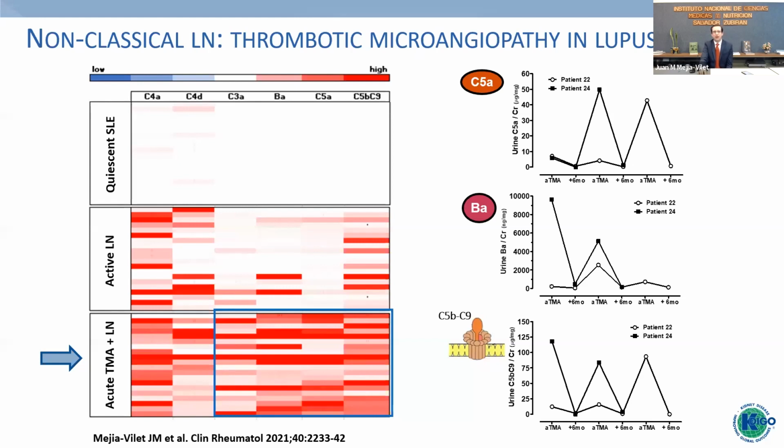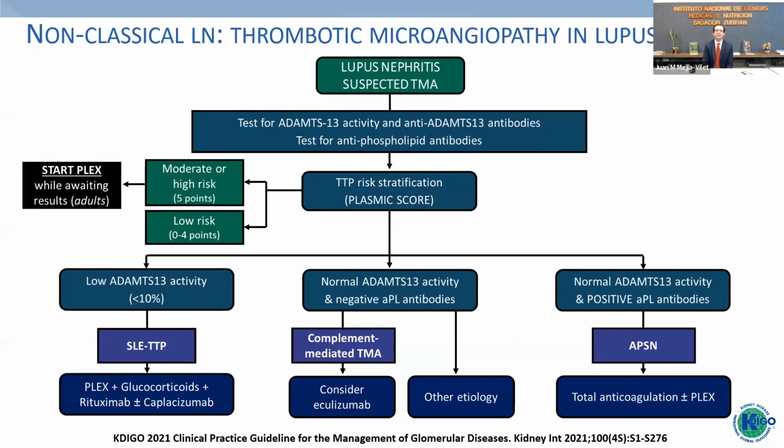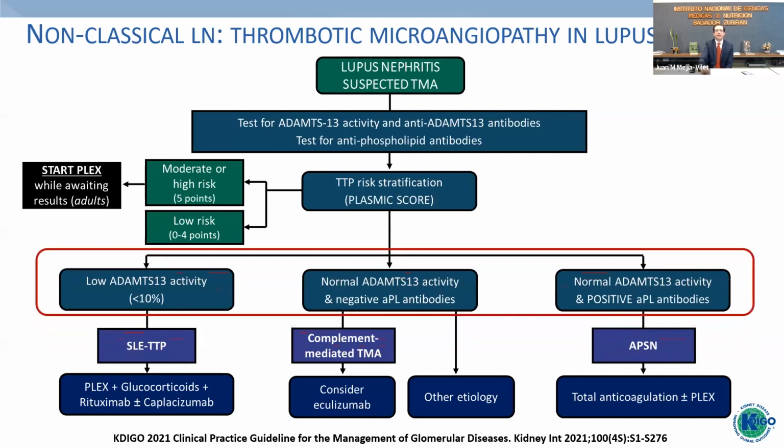So these and many other studies led KDIGO to put this algorithm for management of thrombotic microangiopathy in lupus. The first step is to study these patients by ADAMTS13 activity and antiphospholipid antibodies. And in a subgroup of patients with normal ADAMTS13 activity and no antiphospholipid antibodies, there are some patients with complement-mediated thrombotic microangiopathy that may benefit from complement inhibition with eculizumab. So this is at present the only indication or suggestion to use complement inhibition in lupus.